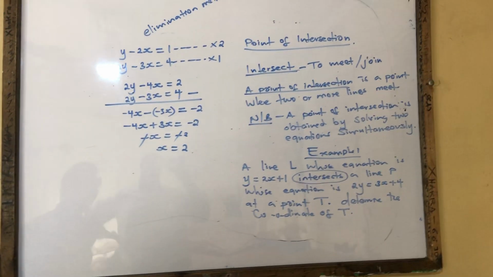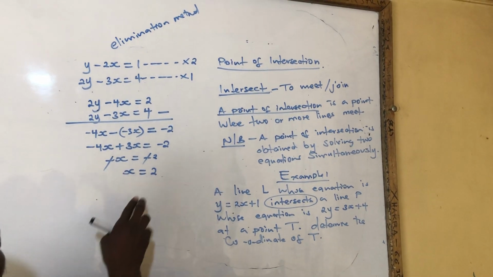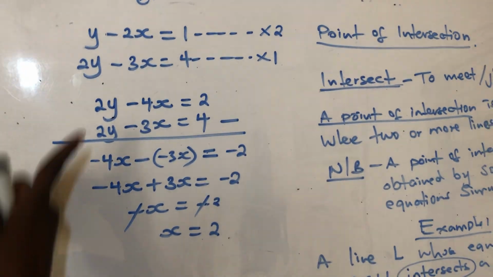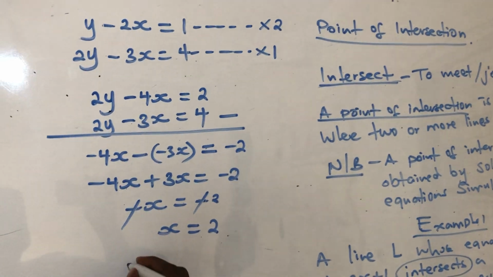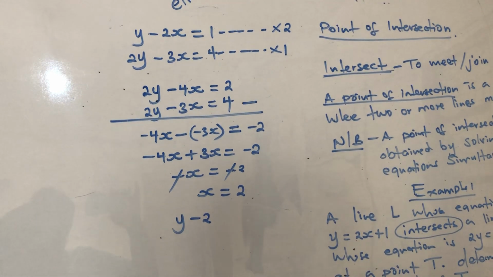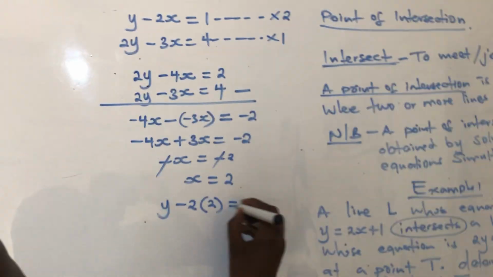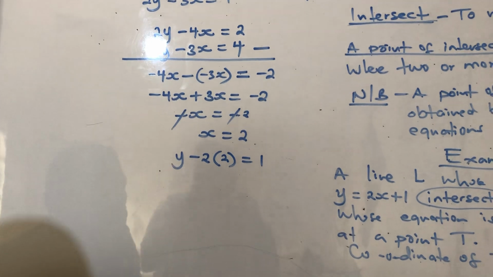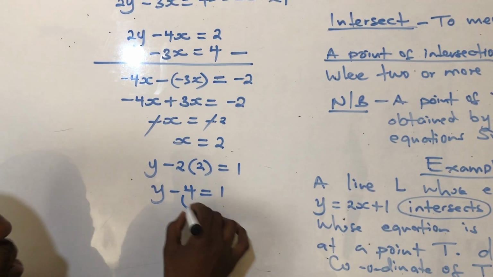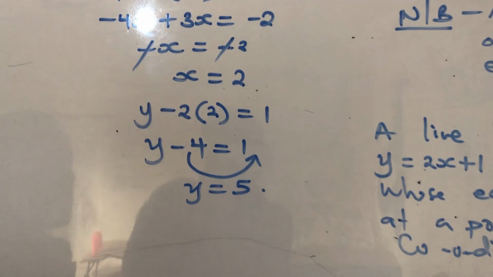Once we obtain the value of x, getting the value of y should be easy because you only need to substitute the value of 2 in either of these two equations. Allow me to go for the first one. This will be y minus 2, rather than putting x, I will substitute the 2 which I found as the value of x, is equal to 1. What will be 2 times 2? 2 times 2 will be 4. Should be equal to 1. The 4 will then cross to the other side of the equal sign. The value of y in this particular case will then become 5.